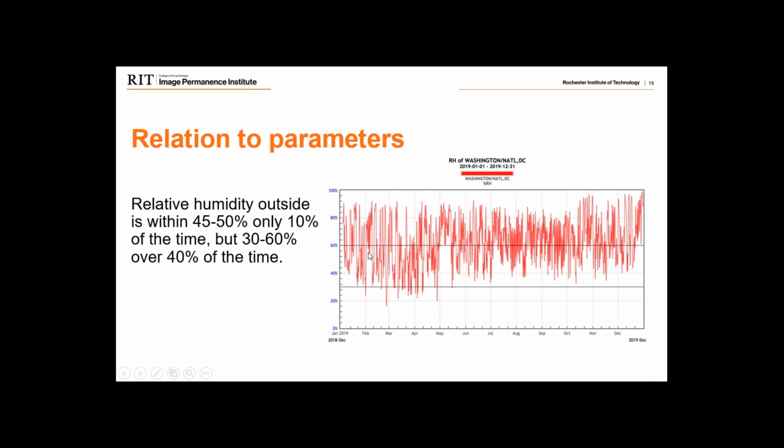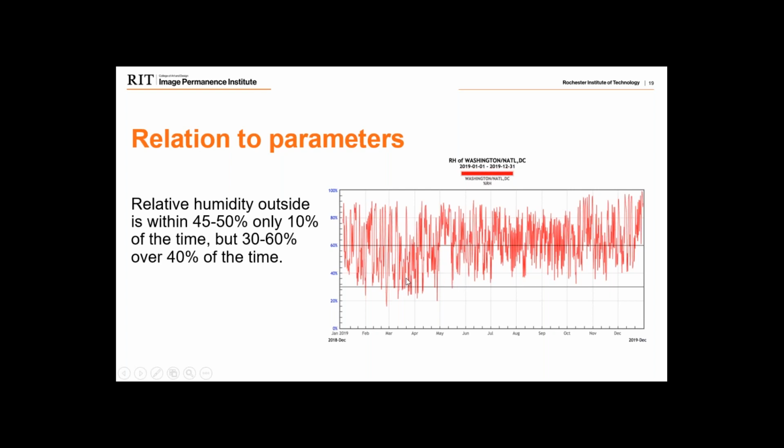So even at 30 to 60%, it still requires a little bit of work. We still do have to dehumidify probably about 60% of the time, or 50% of the time. We have to add a little humidification about 10% of the time. So even in this range that we would recommend, we're still doing work about 60% of the year.